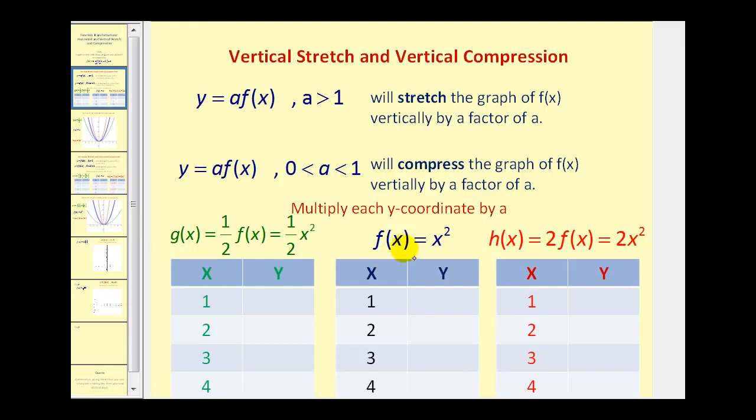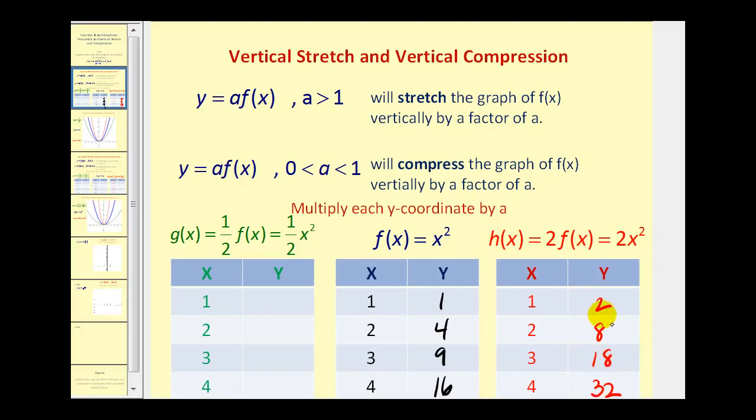So let's compare f of x to 1/2 times f of x and 2 times f of x by completing t-tables. So for f of x equals x squared, to find y, we'll just square x. So we'd have 1 squared, 2 squared, 3 squared, and 4 squared. Let's first take a look at 2 times f of x, which would be 2 times x squared. Well, if this is x squared and we want to find 2x squared, we can just multiply 2 times these y values. So we'd have 2 times 1, 2 times 4, 2 times 9, and 2 times 16.